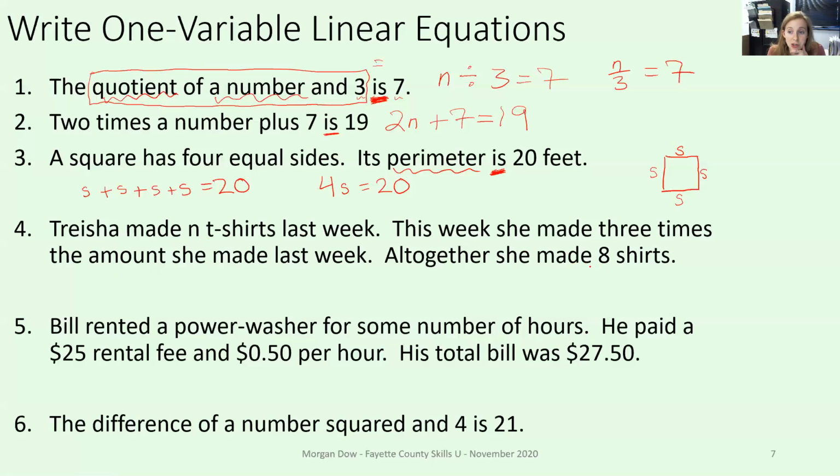It looks like we're given a total amount. So I'm going to think about what goes into that total. What are the components or the parts of that total? Well, it's really going to be last week's amount plus this week's amount.